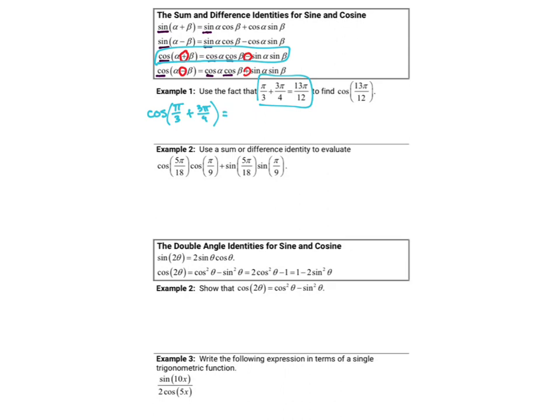We know that cosine has cosine, cosine, sine, sine. And we know that cosine's a liar. So this is going to go cosine pi over 3 times cosine 3 pi over 4. It's a liar. Minus sine pi over 3 sine 3 pi over 4.